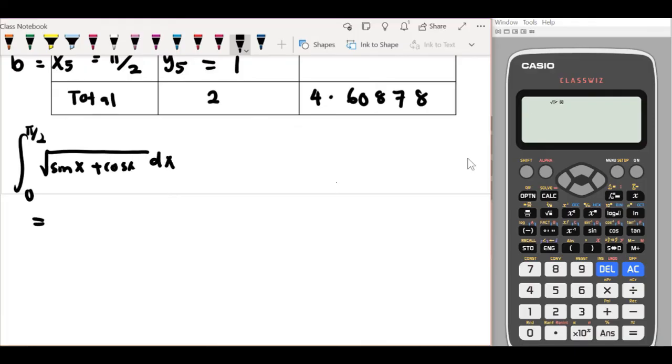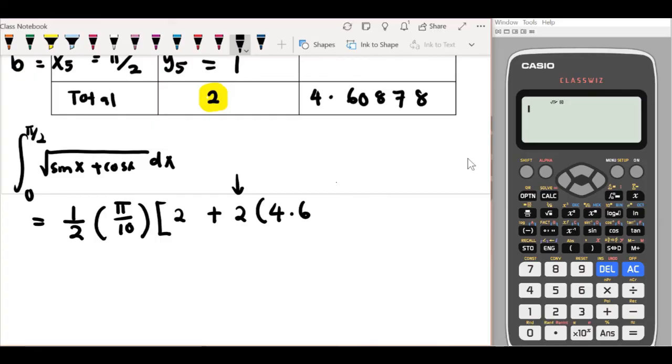So our formula would be half times h. h just now is pi over 10, times, okay, just take the first value of y. So the first column for y, like we already totaled the first and the last value of y. So here we have 2 plus 2 times the remaining values of y that we already totaled up, so 4.60878. So that is the formula.